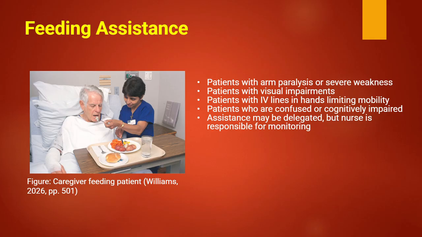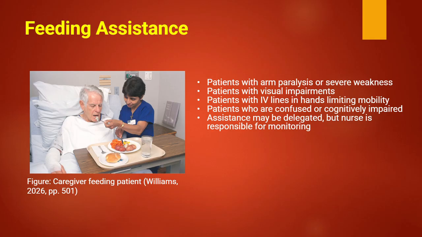Patients with intravenous lines in their hands may experience pain or restricted mobility, making self-feeding uncomfortable or unsafe. Similarly, severely impaired or weak patients, such as those recovering from surgery or dealing with progressive illnesses, may not have the strength or coordination to manage meals. Finally, confused patients, such as those with dementia or delirium, may forget to eat, be unable to use utensils, or even put themselves at risk of aspiration. In these cases, the nurse must monitor carefully and provide direct assistance as needed.